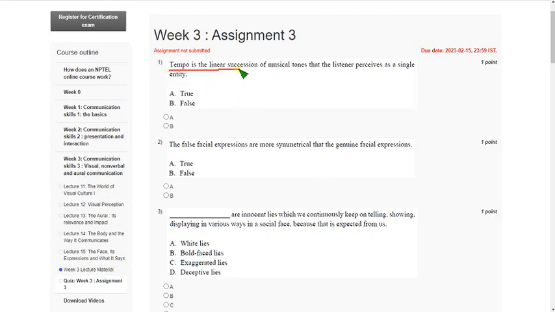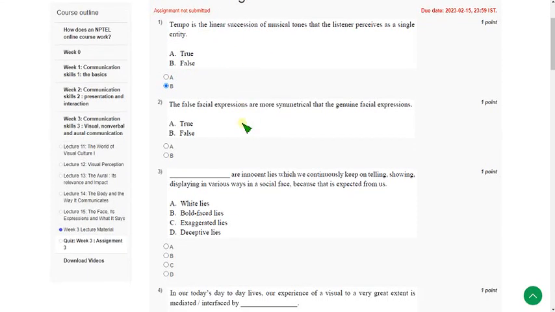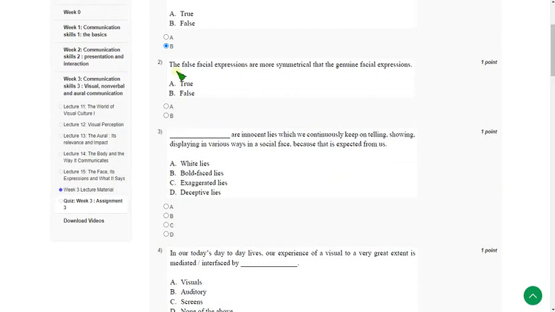Tempo is the linear succession of musical tones that the listener perceives as a single entity. The answer for the first question is absolutely false. So mark option B as the correct answer for the first question. And moving on to the second one. The false facial expressions are more symmetrical than the genuine facial expressions. This is also an absolutely false statement. So mark option B.